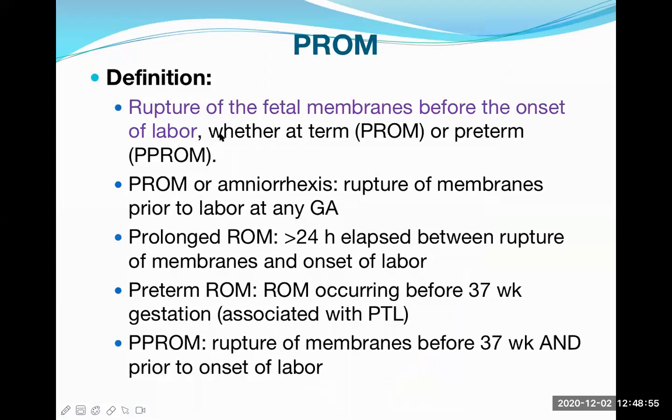So rupture of the fetal membrane before the onset of labor, whether at term or preterm, is known as premature rupture of membrane. In case of preterm delivery or labor, we add another P here, that is, preterm premature rupture of membrane, and just PROM for premature rupture of the membrane. It is also known as amniorexis. Amniorexis means discharge of the amniotic fluid. Prolonged rupture of membrane means more than 24 hours has elapsed between the rupture of membrane and onset of labor.